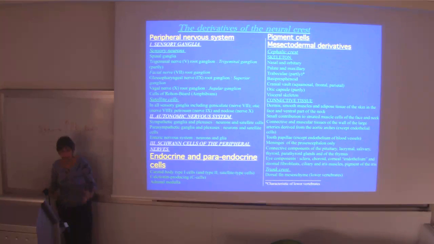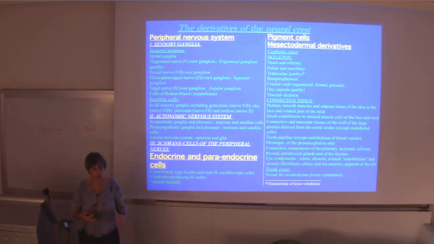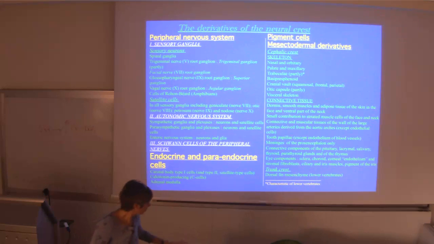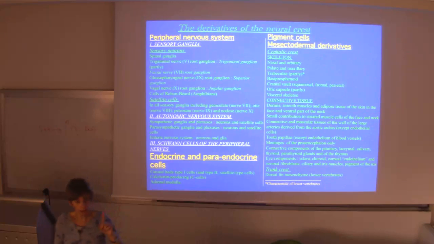Now, why is the neural crest so important? Because it will generate most, not all, of the peripheral nervous system. I don't know if I will get into it, but not all of the peripheral nervous system, most of it.